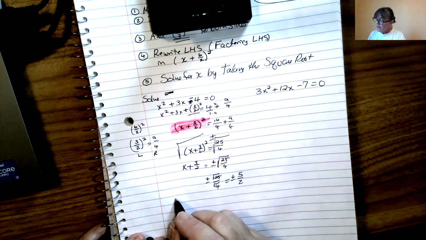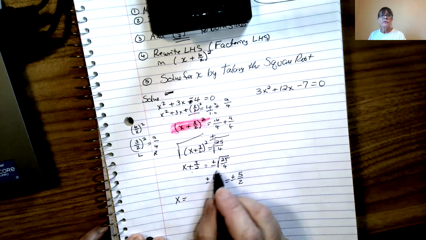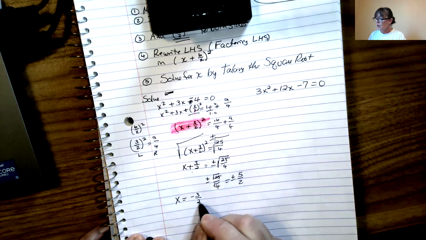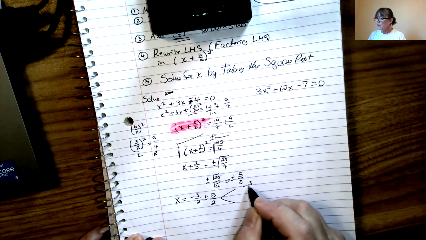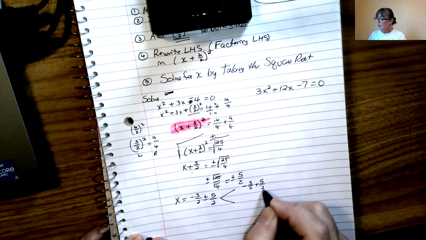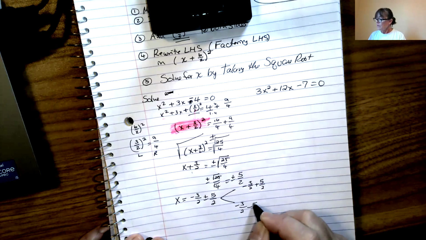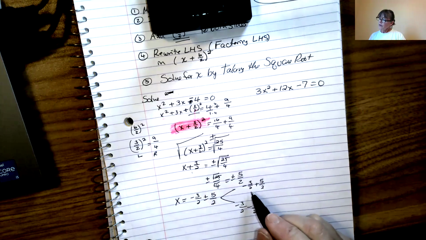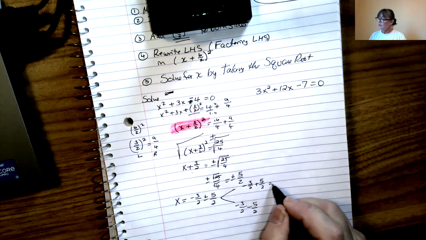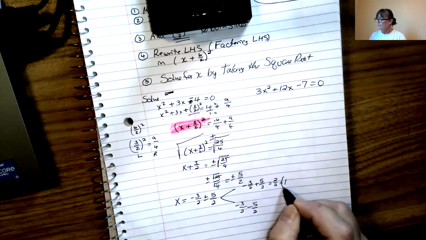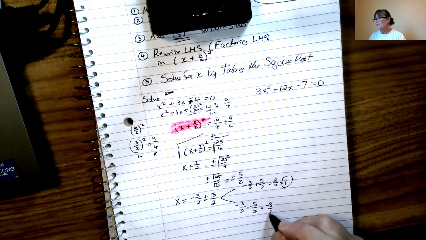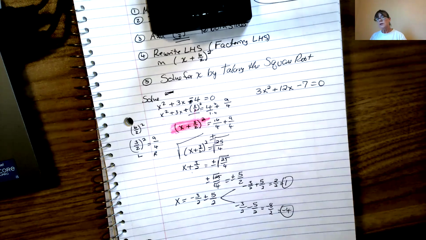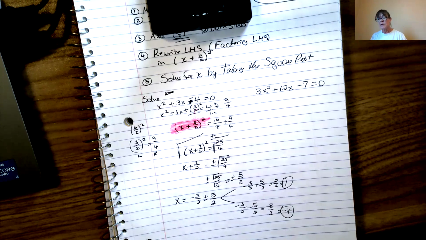All right, so what we've got is x is equal to, if I move the 3 halves over, minus 3 over 2 plus or minus 5 over 2. If I split this up, this is minus 3 over 2 plus 5 over 2, and minus 3 over 2 minus 5 over 2. Negative 3 over 2 plus 5 over 2 is 2 over 2, or 1. Negative 3 over 2 minus 5 over 2 is negative 8 over 2, or negative 4. The solutions, roots, x-intercepts, zeros of this quadratic function are 1 and negative 4.